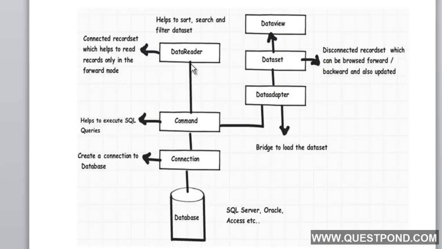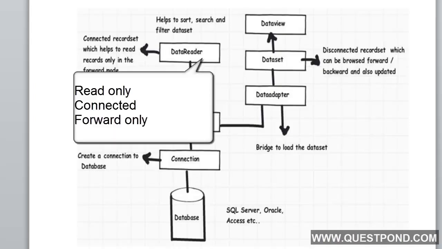Now what exactly is a data reader? A data reader is a connected, read-only, forward-only record set. Three words are very important when we talk about data reader: connected, forward only, and read only record set. When I demonstrate, I'll tell you what exactly I mean by that.